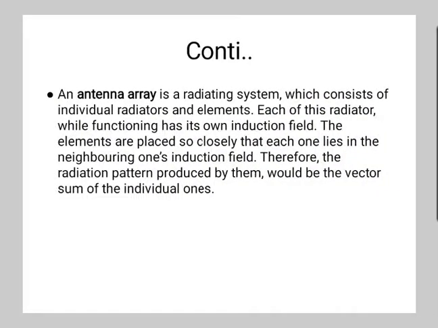So an antenna array is a radiating element which consists of individual radiators and elements. Each of these radiators while functioning has its own induction field. The elements are placed so closely that each one lies in the neighboring one's induction field. Therefore, the radiation pattern produced by them would be the vector sum of the individual ones.